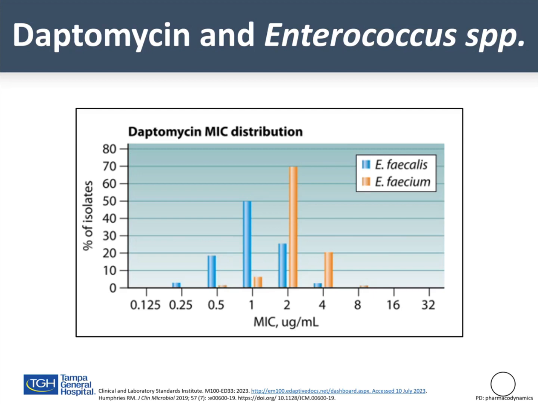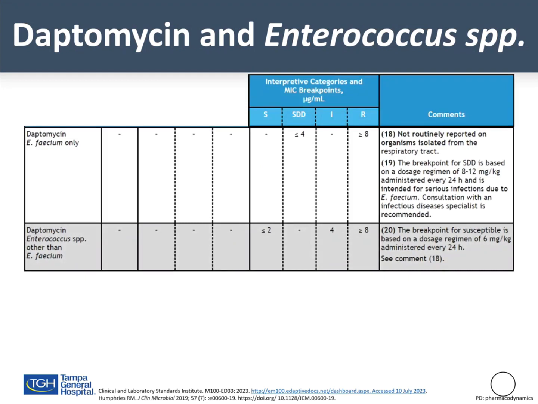This is a visual from UCAS showing in the blue bars the MIC distributions for E. faecalis, and then in the orange is E. faecium. You can see that there's definitely discrepancies where E. faecium has higher MICs than E. faecalis. This is reflected in more recent CLSI updates, where the top line is going to be dapto breakpoints for E. faecium. You see in the note on the right side that the breakpoint susceptible dose dependent is less than or equal to 4. This is assuming that you use an 8 to 12 mg per kg dosing schematic.